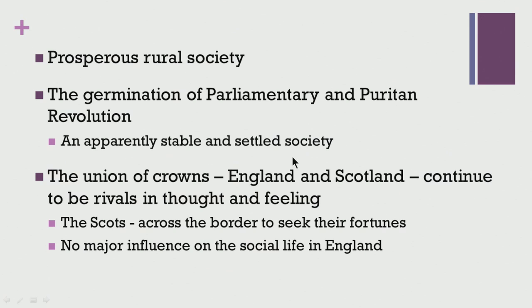And we also find the germination of the parliamentary and Puritan revolution happening during the same time under King James I. But in spite of this, Trevelyan notes that there was perhaps an illusion of an apparently stable and settled society which we noticed during the Jacobean times, and we find that the case was not the same when we witnessed the Cromwellian revolution at a later stage under Charles I's rule.